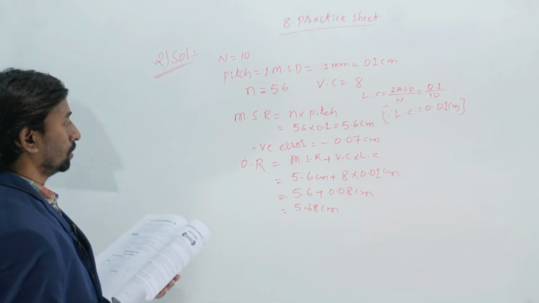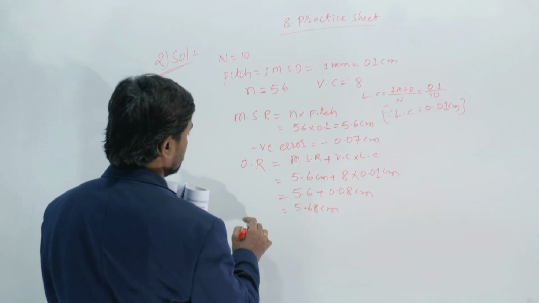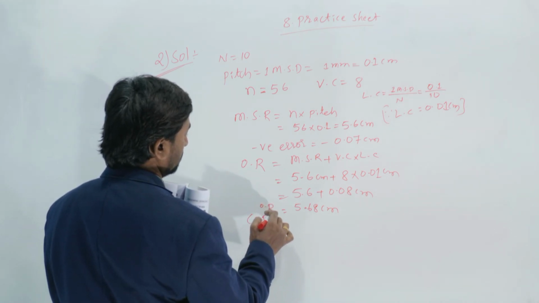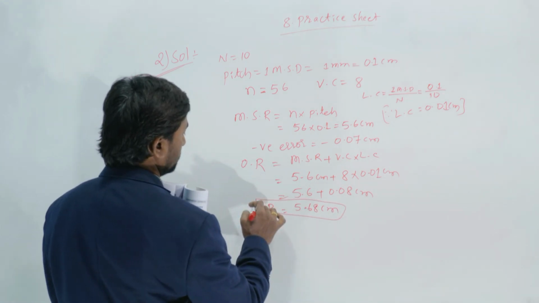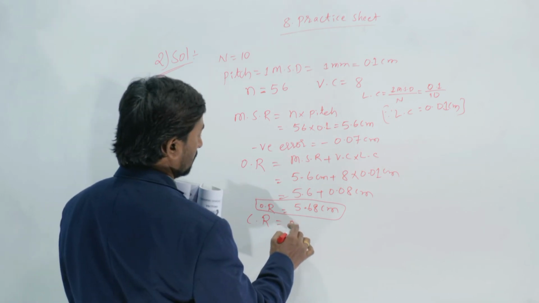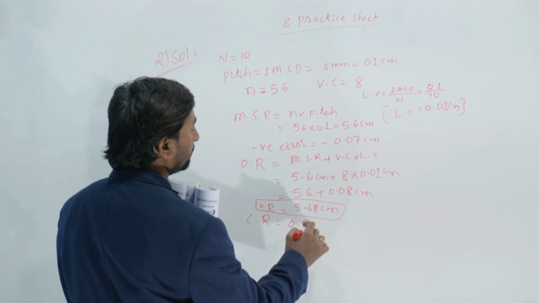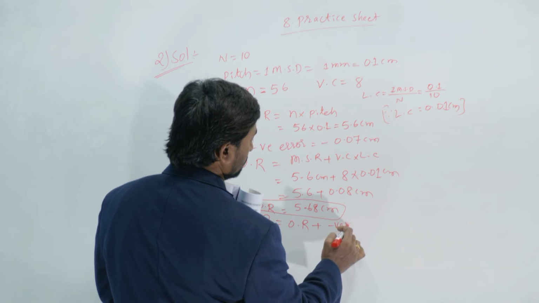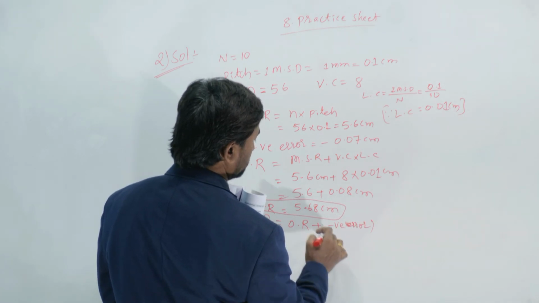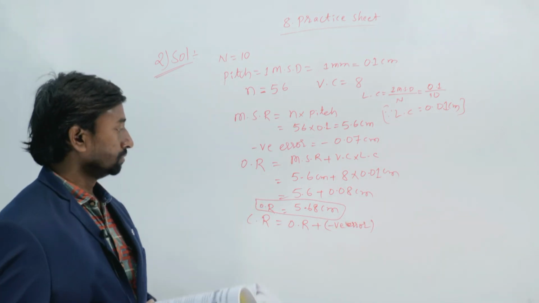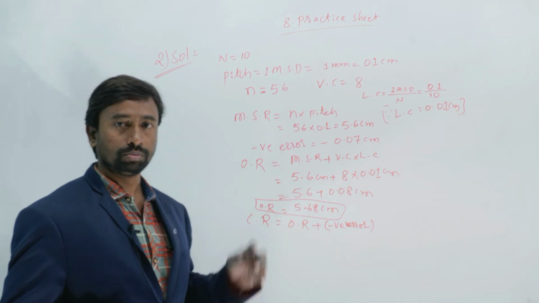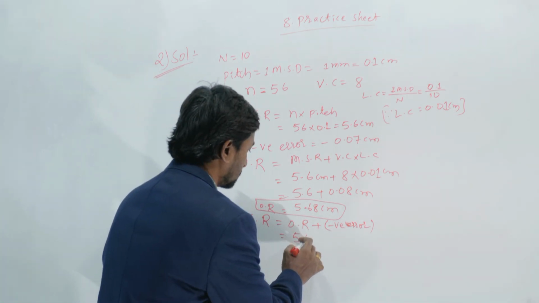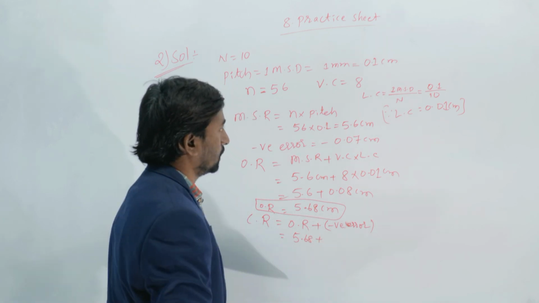Okay. So now the corrected reading is equal to the observed reading we got there. Observed reading is 5.68 centimeters. The corrected reading is nothing but observed reading plus negative error. So if the error is negative, we should add this error to the observed reading. So here observed reading is 5.68 plus the negative error is what there?